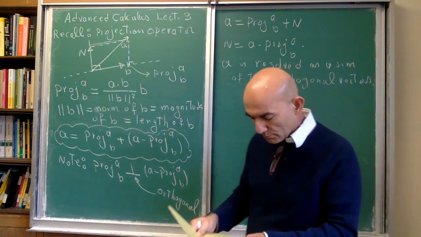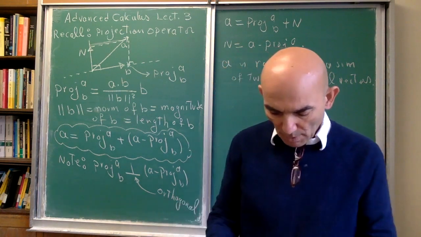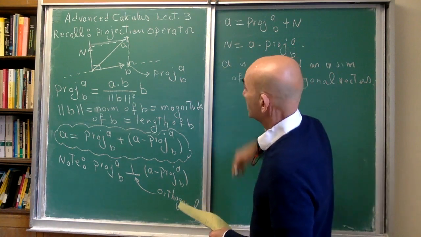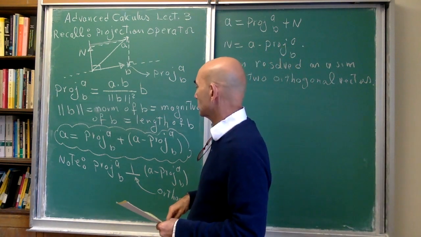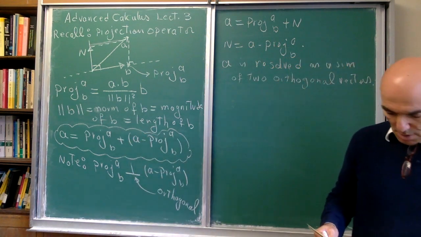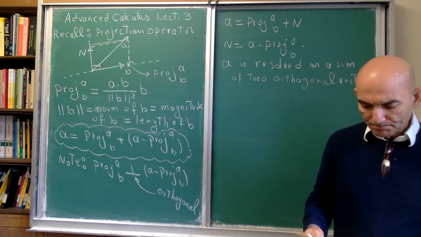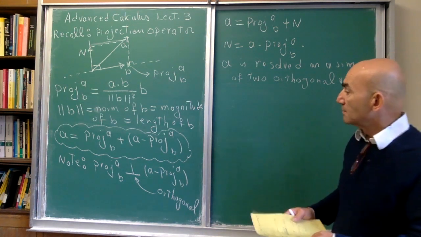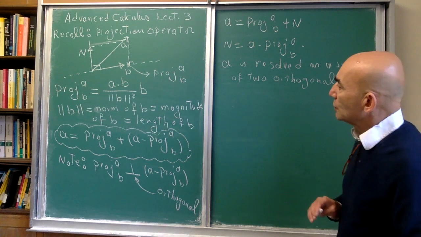Okay. So that's, well, these two things are called orthogonal components of A. So that's what we have done so far. Now, some more ideas about this.